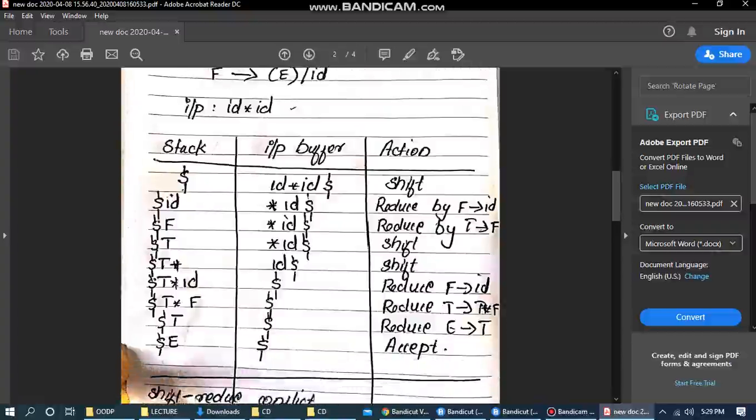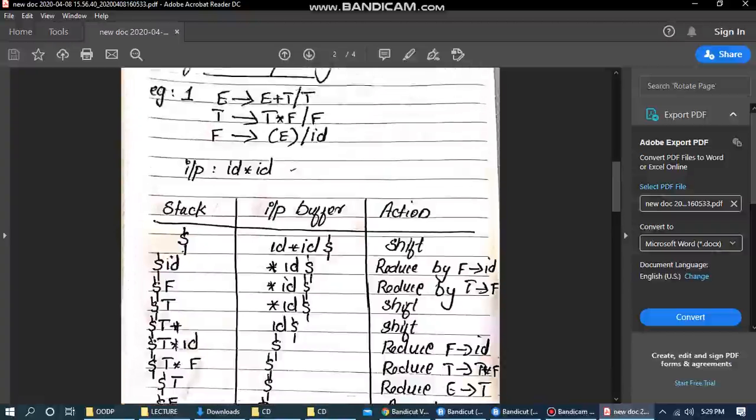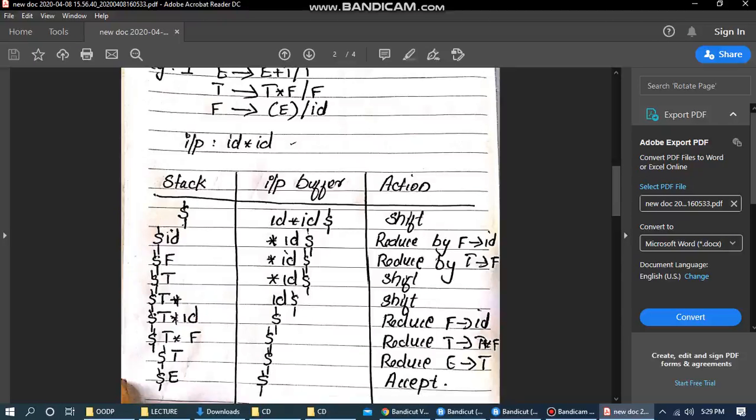Then we performed shift, that is shifting star with the T. Then again there is nothing with the T star. T star is incomplete here, so we again perform shift. So write a shift here. T star, then shift means the next id is pushed into the stack. T star id will be there in this stack. The input buffer is filled with only a dollar, since the other symbols are already pushed into the stack. Then T star id is not there, but id we can reduce by F, which we have already done in the previous session.